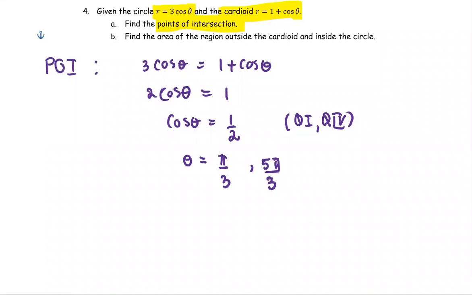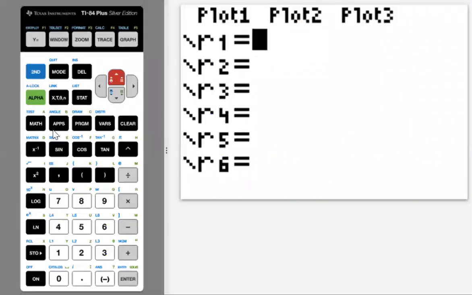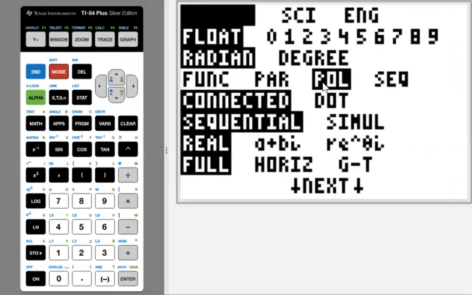The graph of the circle r equals 3 times cosine theta, and the graph of the cardioid r equals 1 plus cosine theta will meet at theta equals pi over 3 and theta equals 5 pi over 3. So let's use the graphing calculator to help us see a better picture. Again, make sure the calculator is set in polar mode.